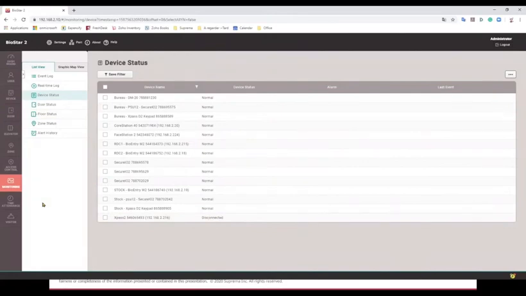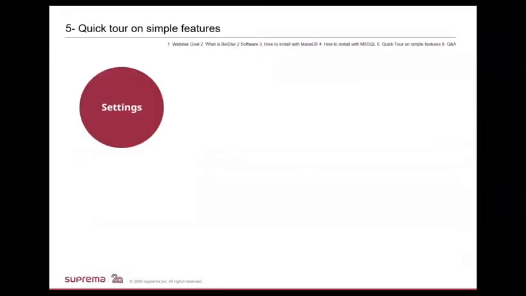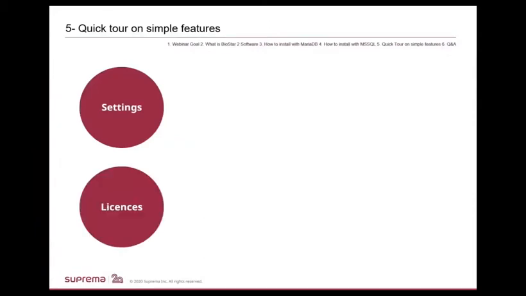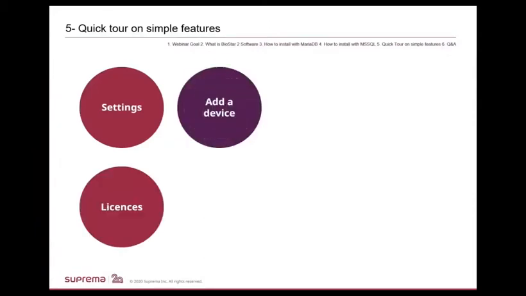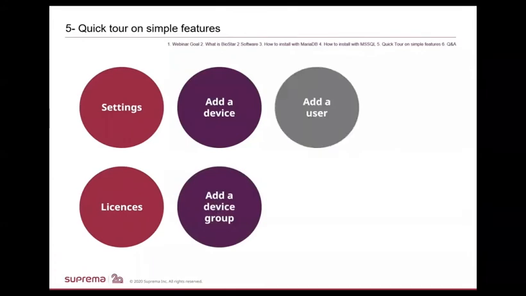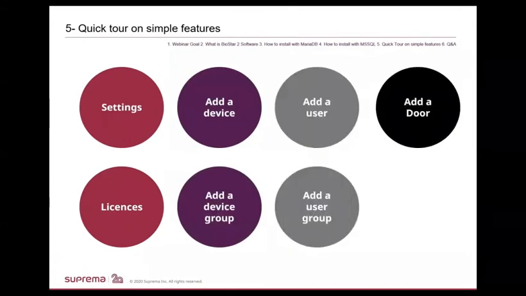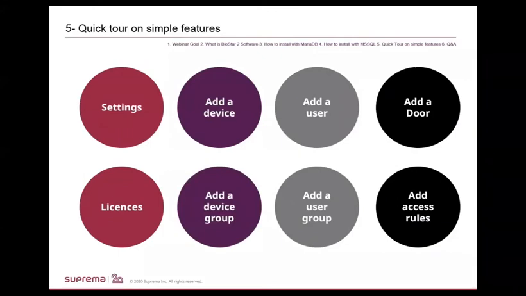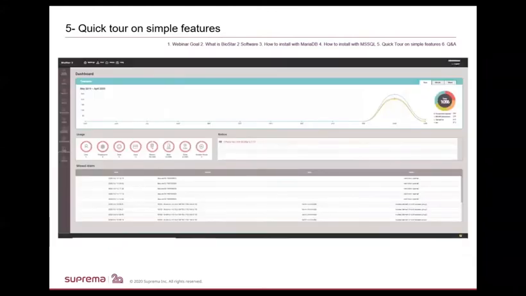And that's it. We have done the BioStar 2 quick tour, and we are going to come back to our question and answer. So with this quick tour, we saw settings, license, add a device, add a device group, add a user, add a user group, add a door, and add an access rule. Hope it was clear for everyone. Feel free to ask your questions.